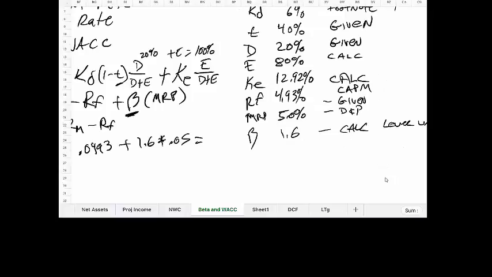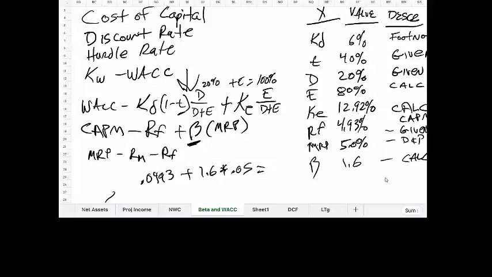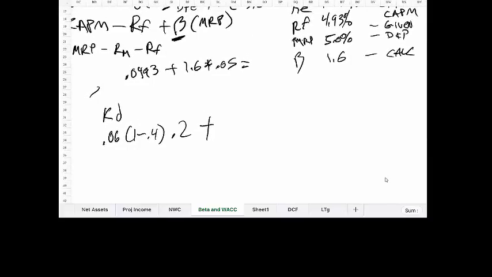Okay, we throw this all back into our WACC formula, if you remember from up here, and substitute all the variables. So our cost of debt, 0.06. Our tax rate is 1 minus 0.4. The weight on debt is 0.2, plus the cost of equity, which we calculated at 0.1293 or 12.93%, times 0.8, and it gives us a weighted average cost of capital of 11.06%.